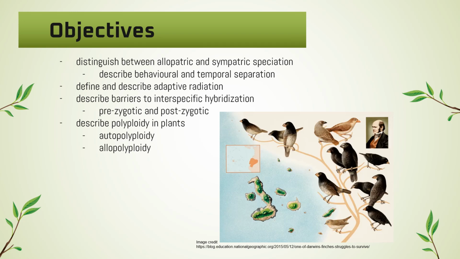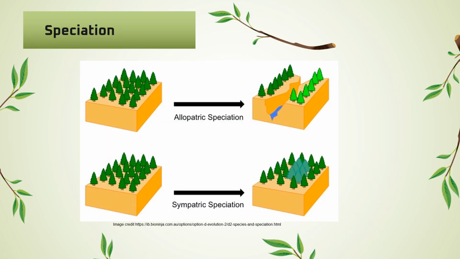We are going to distinguish between allopatric and sympatric speciation, looking at some of the reproductive isolation modes so that sympatric speciation can occur. We're also going to define and describe adaptive radiation, and talk about some barriers to interspecific hybridization between species. Those barriers can be either pre-zygotic or post-zygotic. We're also going to talk about how polyploidy can lead to very rapid speciation, especially in plants. Two kinds of polyploidy, auto and allo.